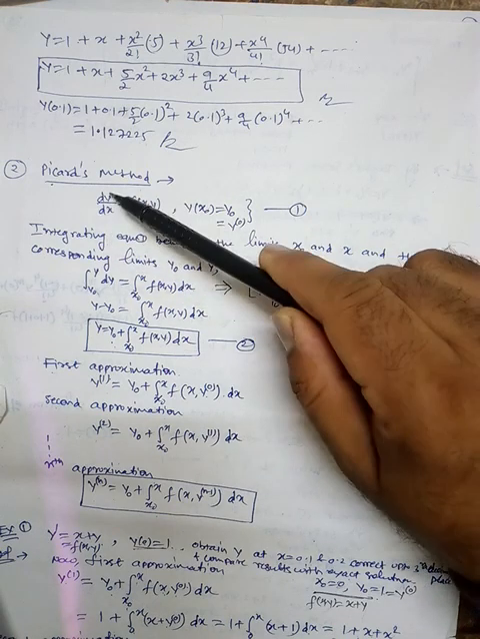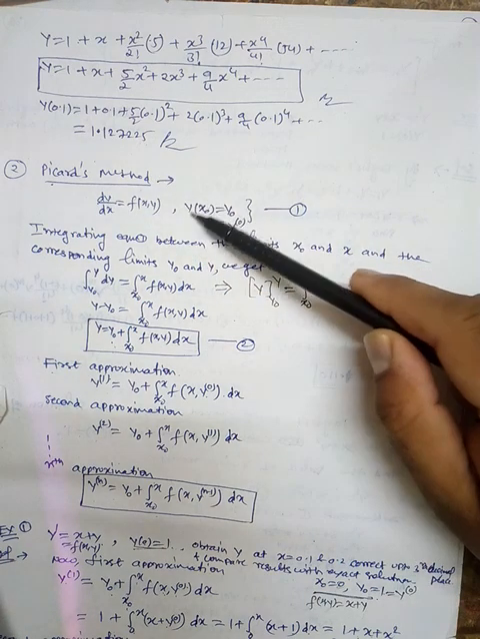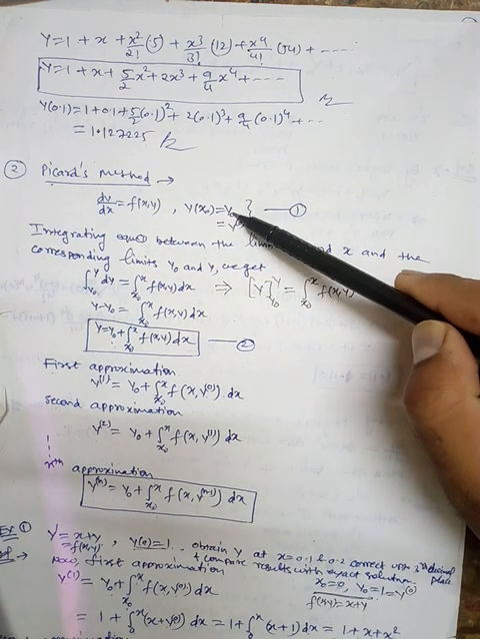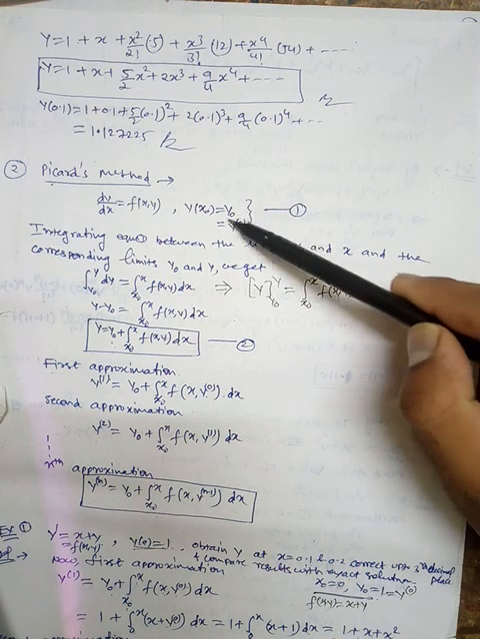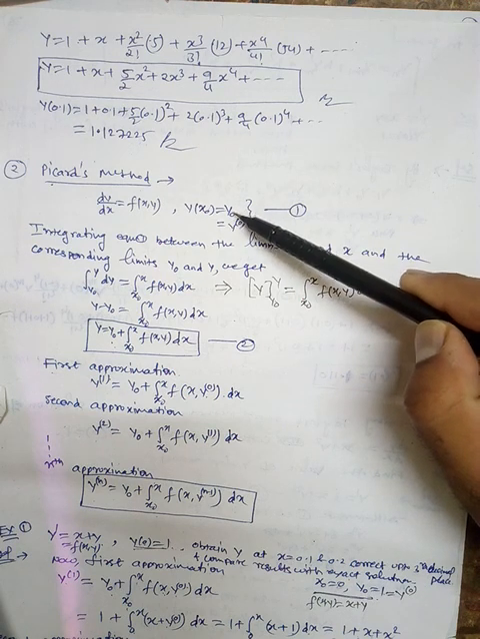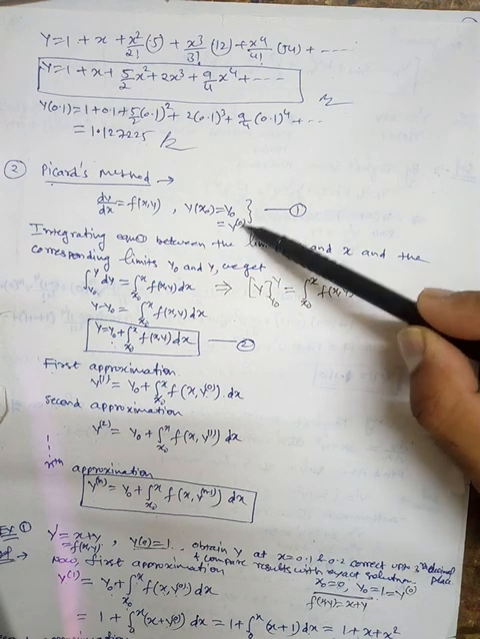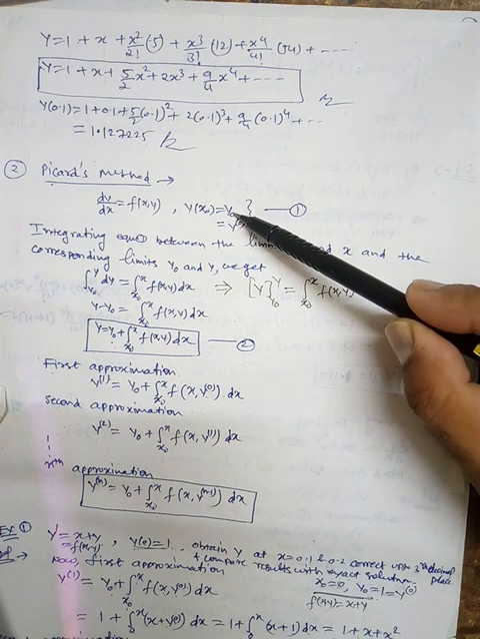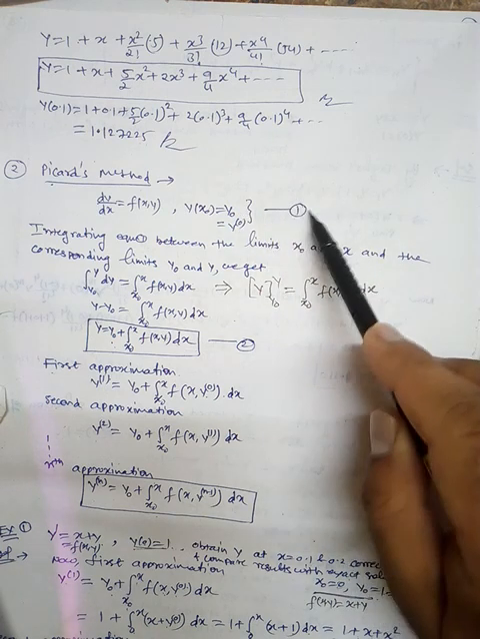This differential equation dy by dx is equal to f of x y, subjected to the initial condition y at x naught is equal to y naught. In this y naught, in subscript here we have 0. But we can also rewrite this as y at 0 in superscript. Here is subscript, here is superscript. Okay. So this is number 1.